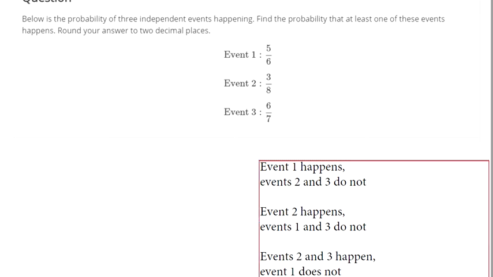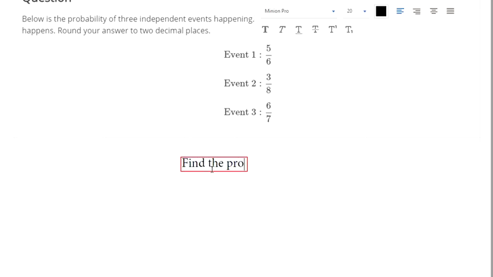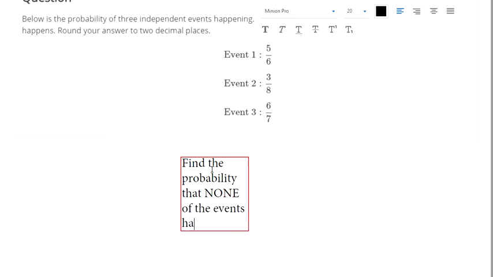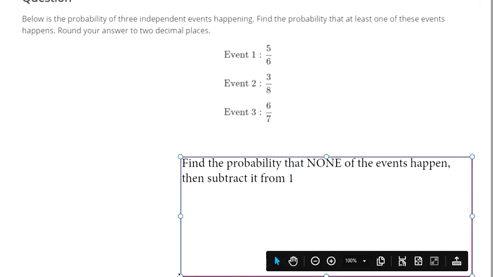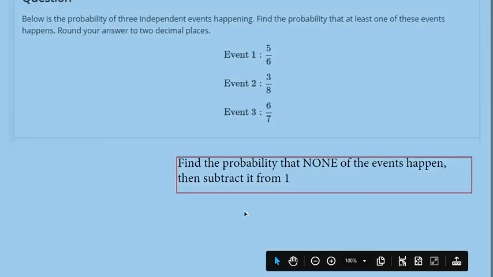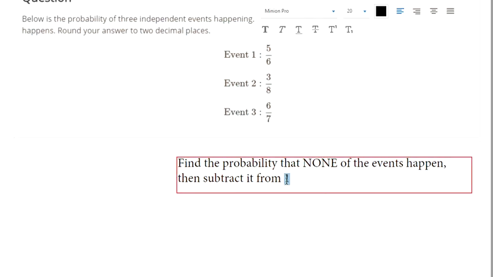So something way quicker is to use that complement rule. Okay, let's find the probability that none of the events happen, then subtract it from 1. That's like that rain example that we talked about, right? If you know the probability that it rains today is 20%, you don't have to go back to the meteorology table to find out the probability that it does not rain. Just take that 20%, subtract it from 100%. 1 is like that 100%.